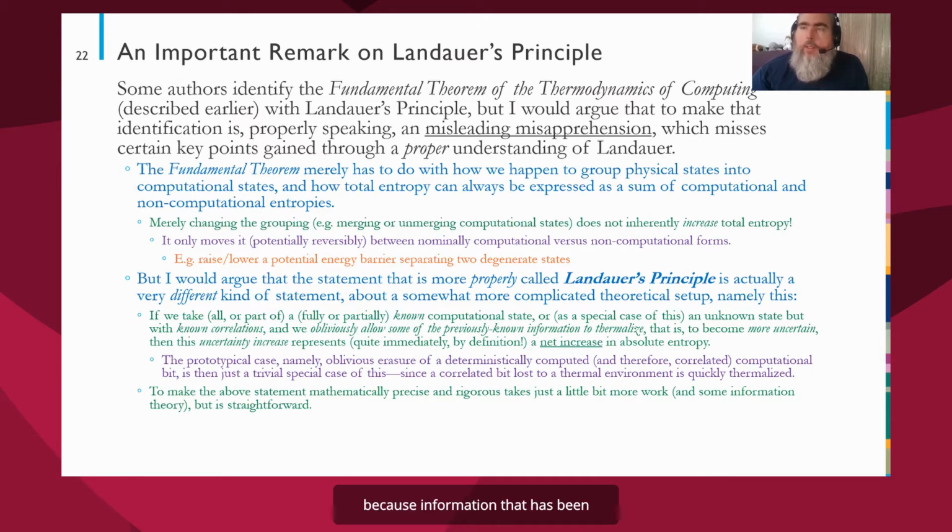And this is critical because information that has been computed holds correlations with information in other parts of the system, meaning there's mutual information between those subsystems. And when you move that correlated information into a thermal environment, you will then lose the correlation information, and the total entropy will increase as you lose track of those correlations. All right, so there is an absolute entropy increase in Landauer's principle, and it's inherently associated with the fact that the information that's being erased is not just random information, it is computed information and has known correlations.